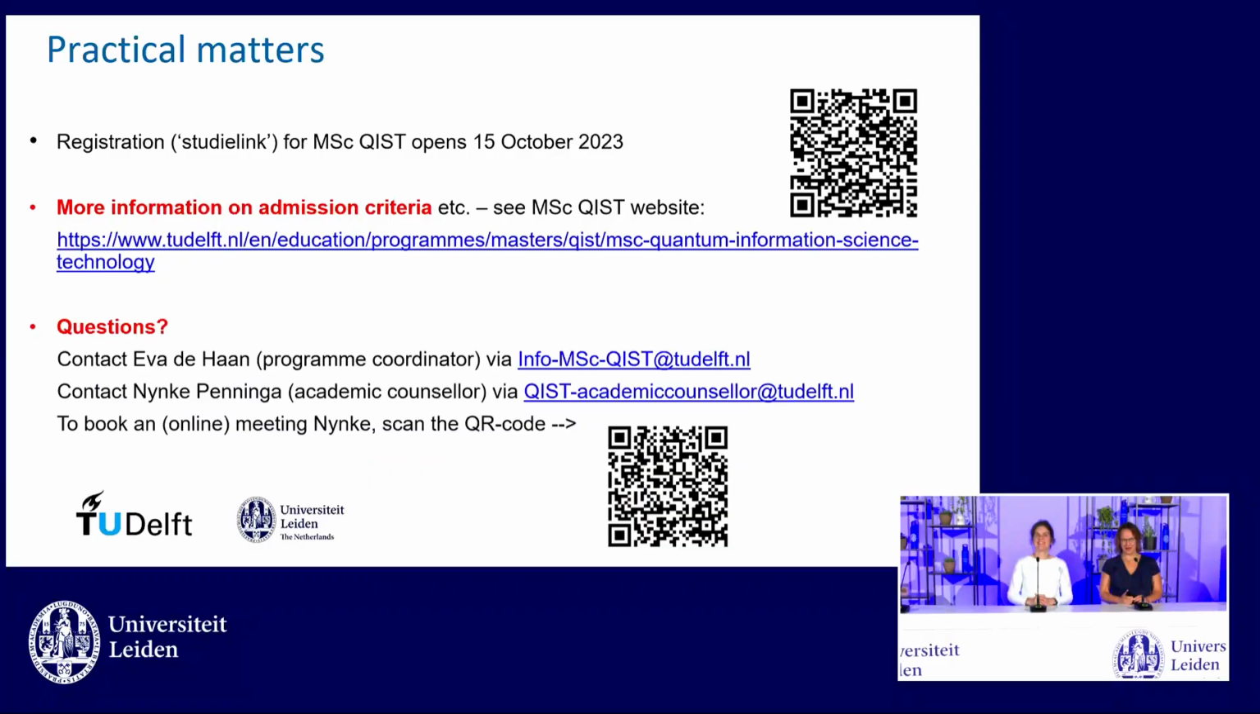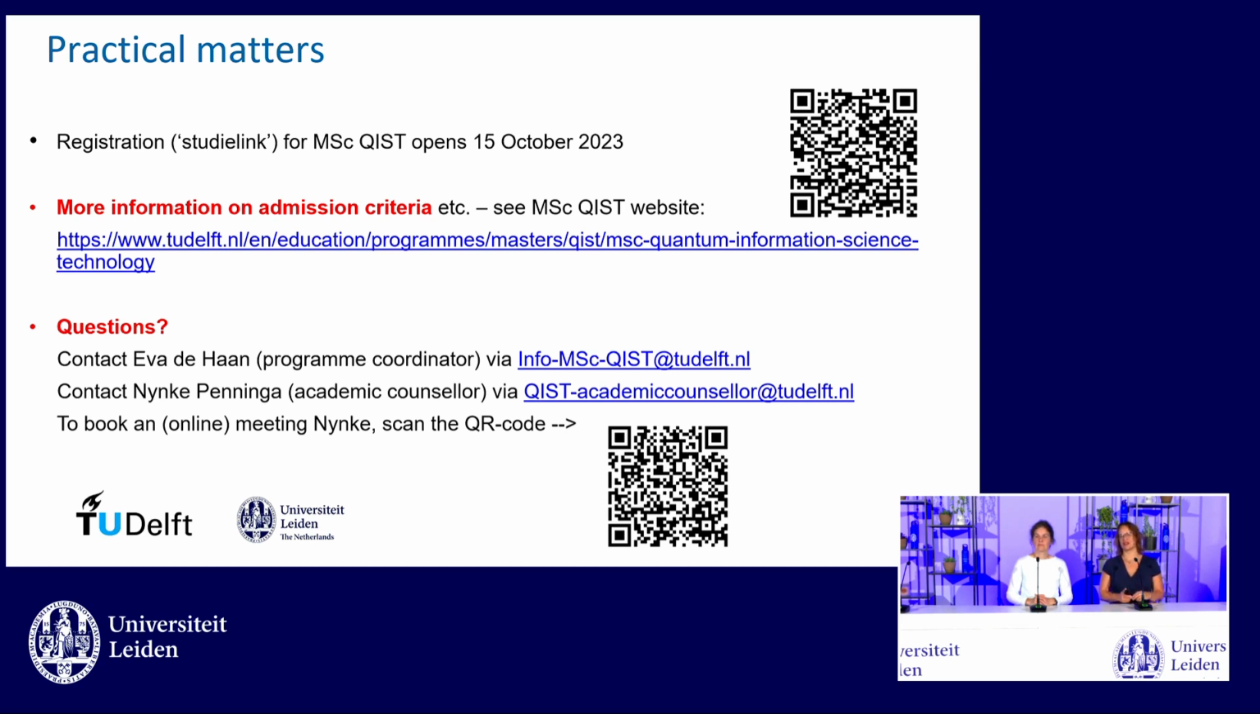So some practical matters. Registration for QUIST opens on the 15th of October. Registration goes via Studielink, that's the Dutch system to register for programs. More information on admission criteria, the things that we already listed, is on this website. And because it might be quite hard to just write it down, scan the upper QR code and it will take you to this website.